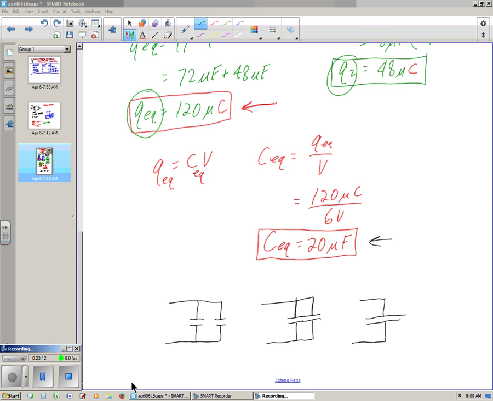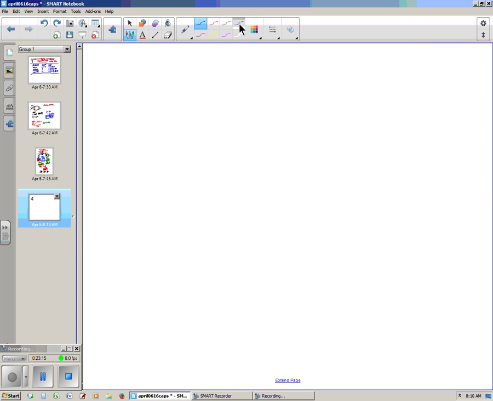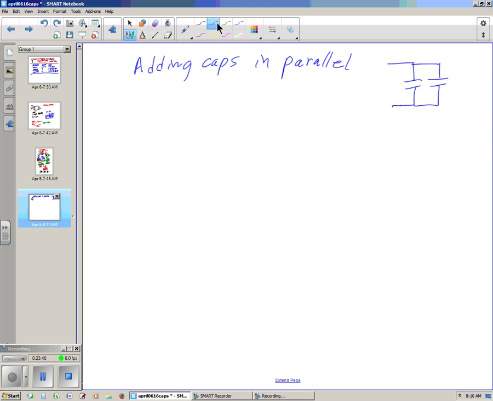All right, we like to come up with conclusions on problems like this. So let's write an equation that tells us how we can add capacitors in parallel. And remember, we call them parallel because the paths of the positive charges as they go onto the capacitor are parallel to each other.